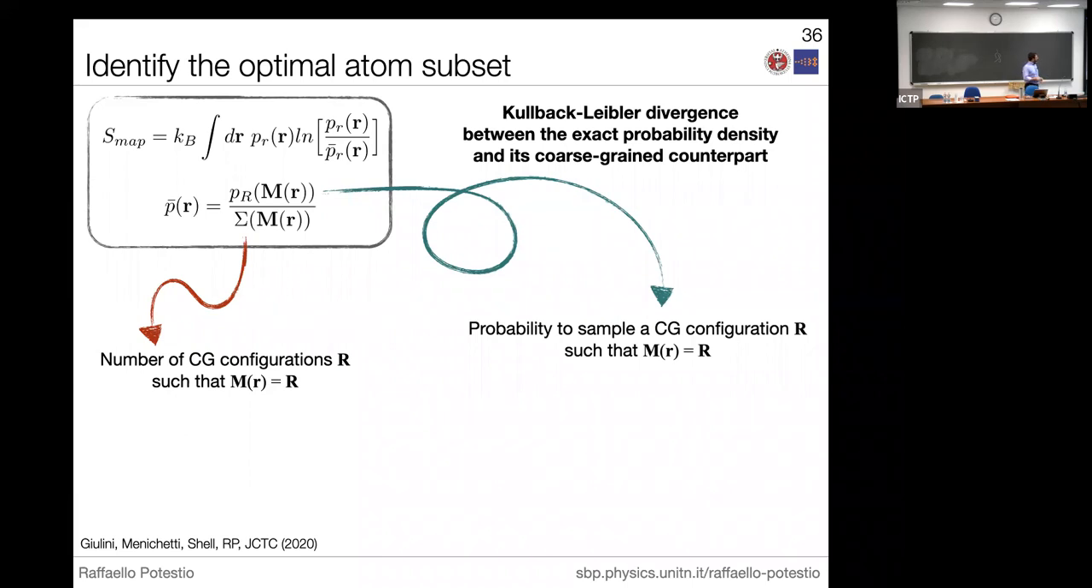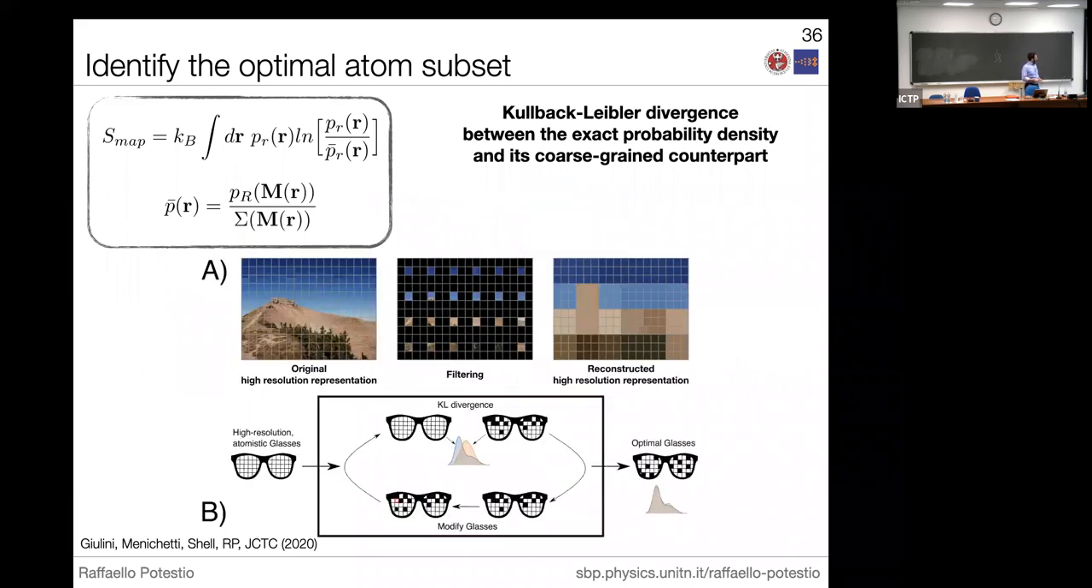Trying to use the fact that a picture is worth 1,000 words, this is our mapping procedure. That is, out of a high resolution representation, we provide a filter, that is, we retain just a subset of the atoms. Then we reconstruct our high resolution image at the all atom level by assigning to all the pixels that we have discarded the same probability of the one that we have retained. It's actually the average among a subset of configurations, but let's say that this is the spirit of the idea.